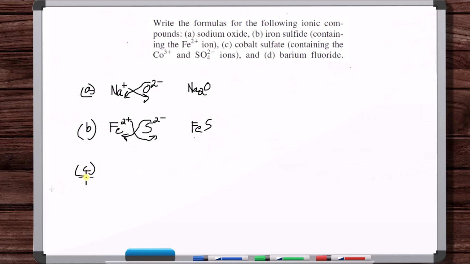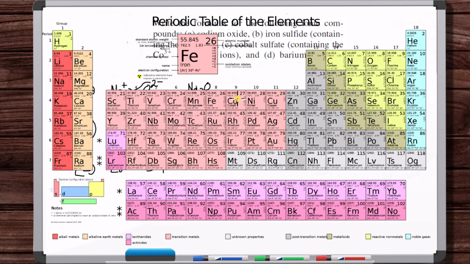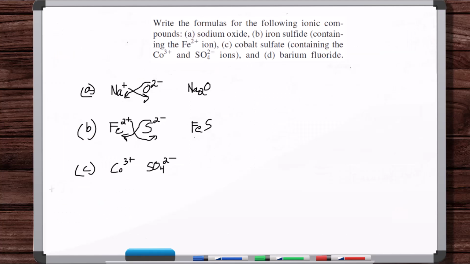Okay. C, cobalt sulfate containing the Co3 plus and the SO4 2- ions. Okay, so cobalt can potentially, see, it's a transition metal. It can form different types of cations. So just do this, and you get, cobalt 2, and then this entire SO4 is going to have a 3. 3 of these SO4s, like that. All right?